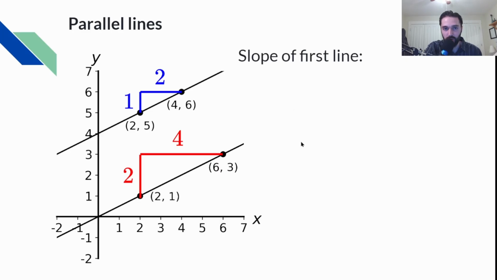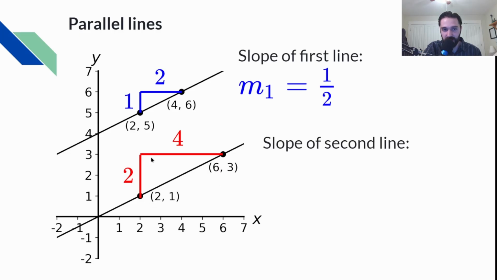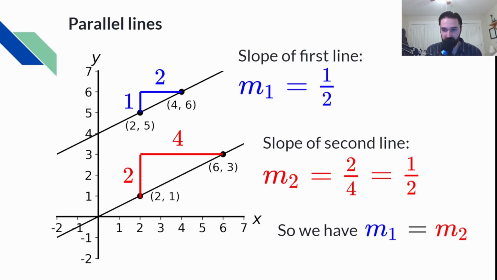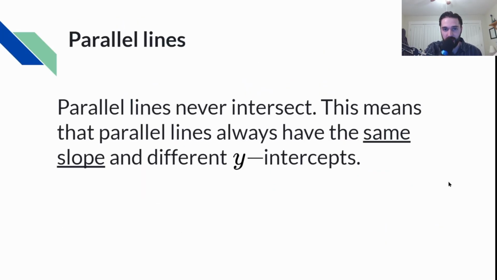The slope of the first line, we'll call it M1, is 1 over 2, because it's rise over run. Furthermore, the slope of the second line, which we'll call M2, is going to be 2 over 4. M2 equals 2 over 4, which reduces to 1/2. So look at what we have. We have M1 equals 1/2 and M2 equals 1/2. So we have M sub 1 equals M sub 2. And that's how it always works out.